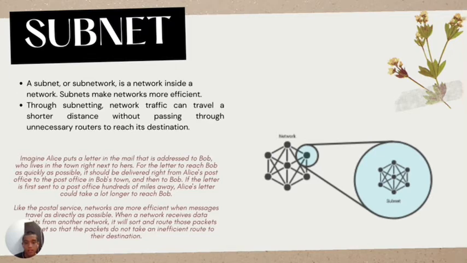Negeri Sembilan. So, yang Bob ni duduk Johor. So, Alice ni, subnet ni, dia macam Nilai tu pergi Johor terus. So, dia tak payah pergi Nilai tu pergi kat center KL, pergi ke Johor. So, kita akan ada shorter distance. Like the postal service, networks are more efficient when messages travel as directly as possible. When a network receives data packets from another network, it will route those packets by subnet so that the packets do not take an inefficient route to their destination. So tu ada gambar dia.